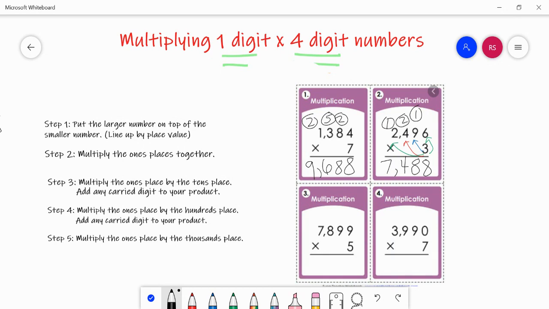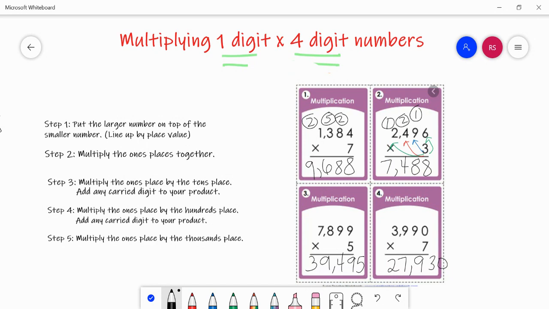Okay, and then for the last 2, for 7,899 times 5, you should have got 39,495 as your product. And for 3,990 times 7, you should have got 27,930.